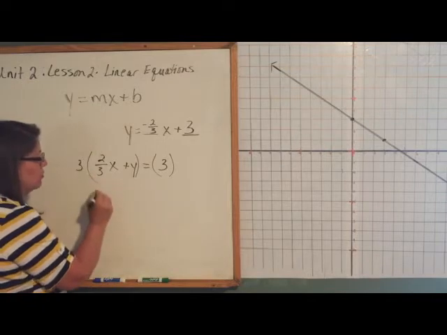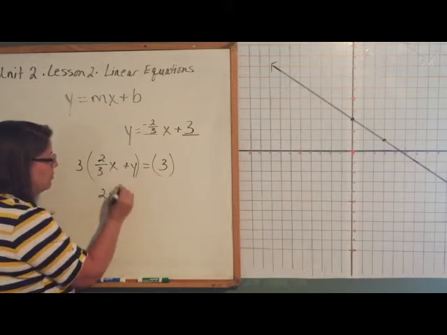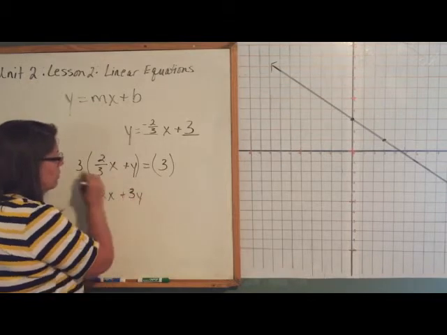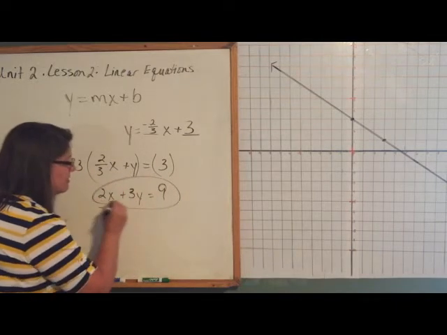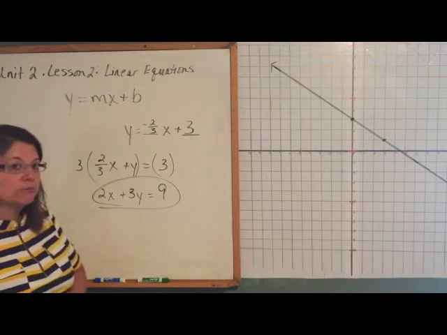So 3 times 2/3 is 2x. 3 times y is 3y. 3 times 3 is 9. There is my standard form of the equation.